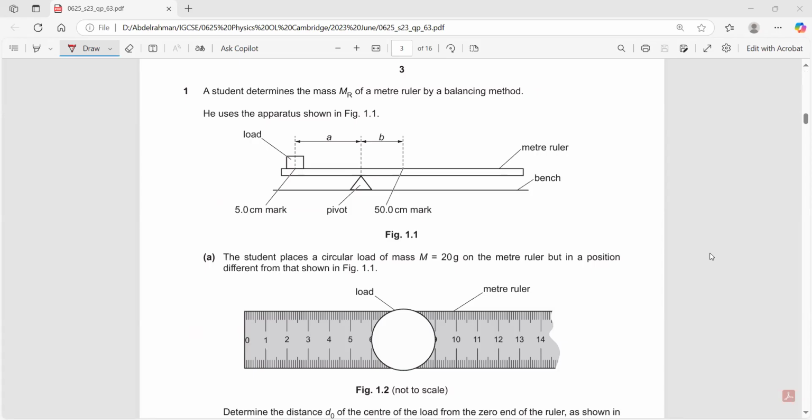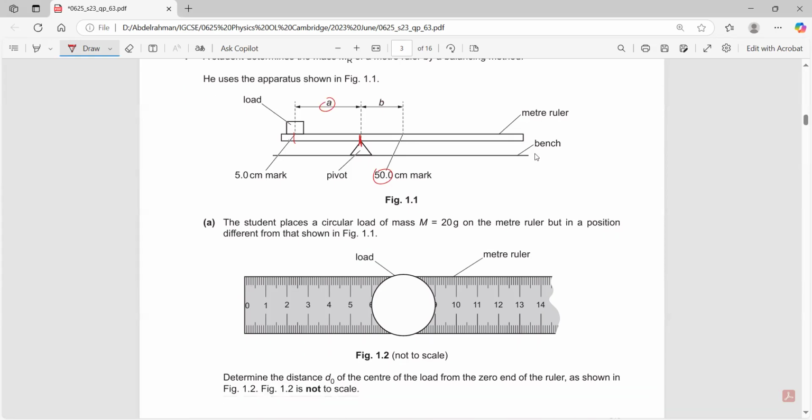He has the load at the 5 centimeter mark, and then he has a pivot, and B is the distance between the pivot and the 50 centimeter mark. So I have two distances, A between the 5 centimeter mark and the pivot, B between the pivot and the 50 centimeter mark, which is supposedly the center of mass of this meter ruler.